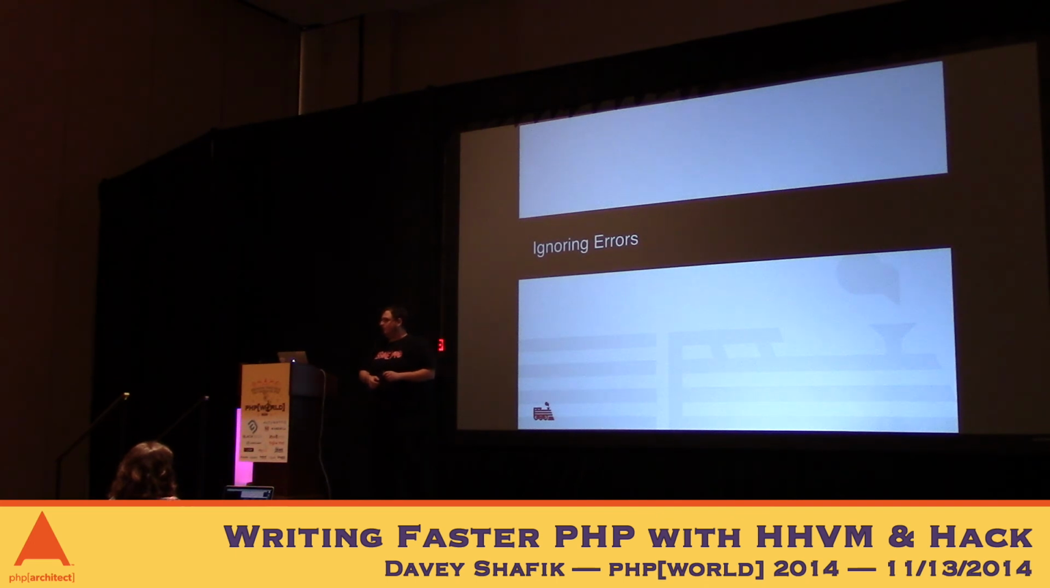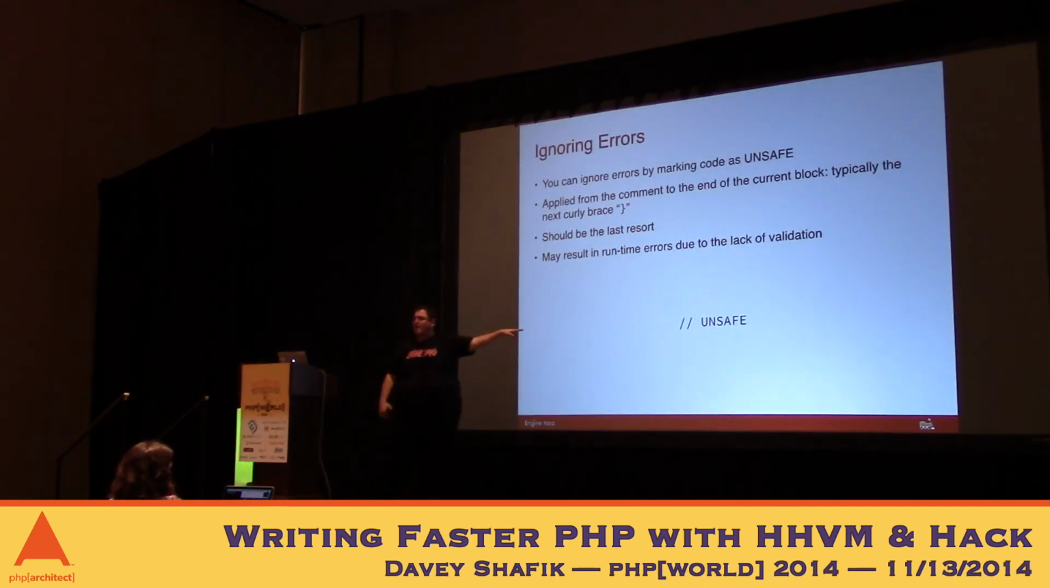So basically, I'll just show this. You put // UNSAFE around a block, or at the top of a block of code, and it'll run to the end of the block. So if you put it above an if statement, it'll apply to everything in that if down to the next curly bracket. Should be your last resort. So basically, you just can't type hint this for whatever reason. That's what // UNSAFE is for. But of course, it may result in runtime errors. So be careful with it.